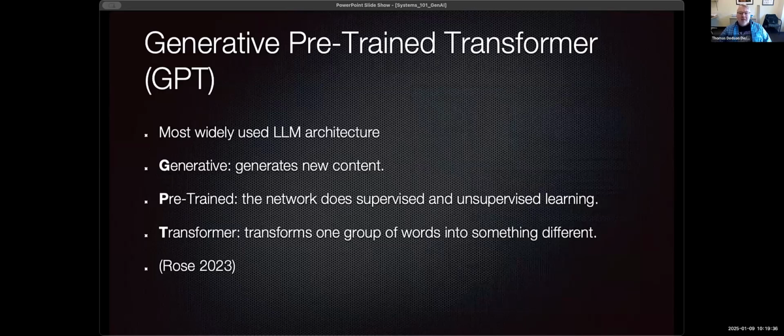So, the most widely used large language model architecture for text generation, translation, summarization, and more is generative pre-trained transformer, GPT. So it's called generative because it generates new content, pre-trained because the network does both supervised and unsupervised learning, and transformer because it transforms one group of words into something different. And that training we mentioned, unsupervised and supervised learning, it's trained on an astronomical amount of books, articles, and web pages, and it uses unsupervised learning to cluster words that commonly appear together. And then it uses supervised learning to come up with a probability score about how the words are related and predict what word should come next.